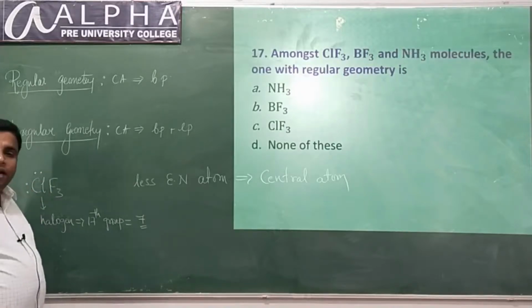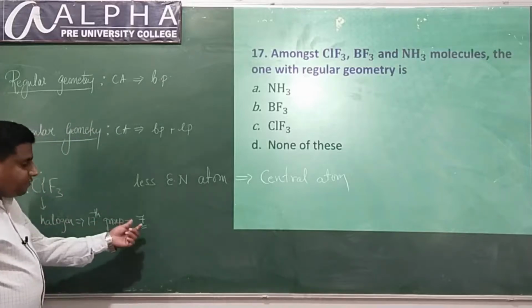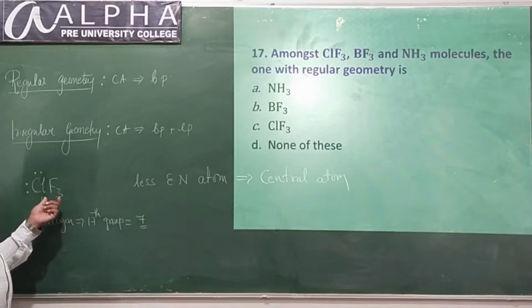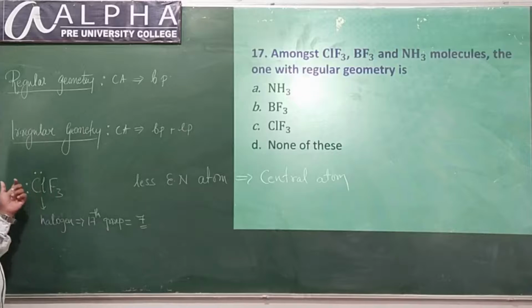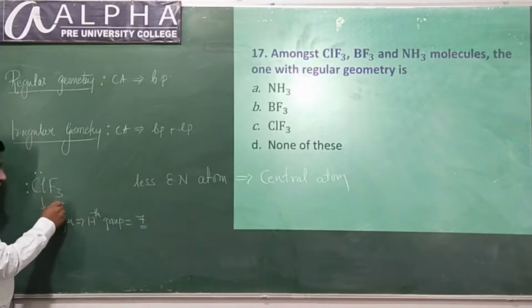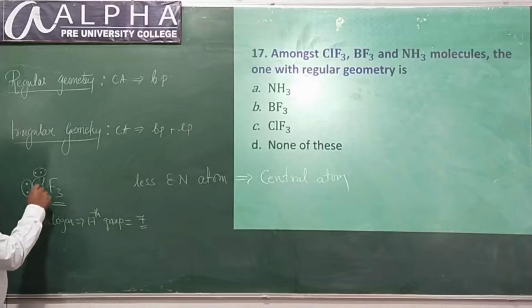The remaining 4 electrons will be lone pair of electrons. Simple. Out of 7 electrons, it has used 3 electrons to form bond with fluorine, and the remaining 4 electrons will be lone pair of electrons. That means, students, chlorine is surrounded by both bond pair as well as lone pair.